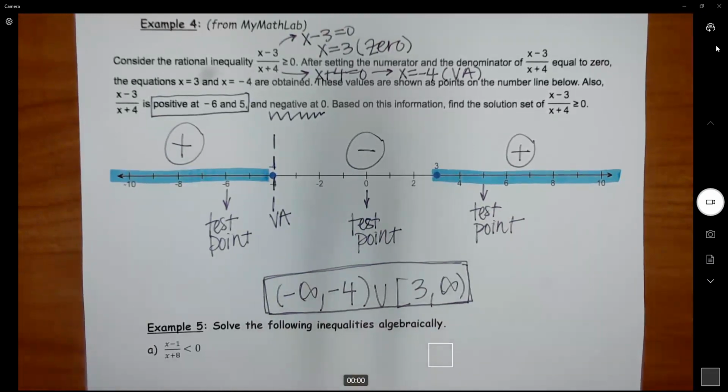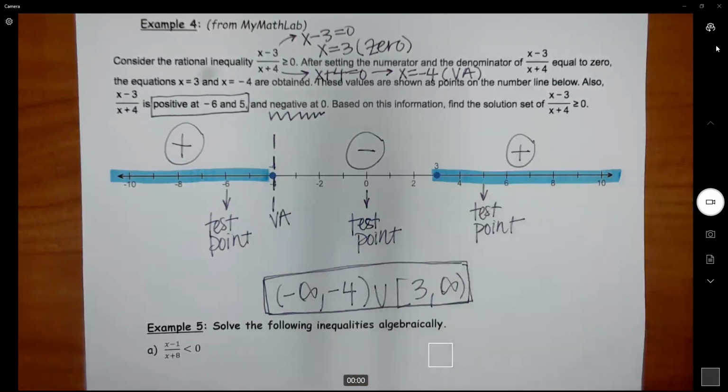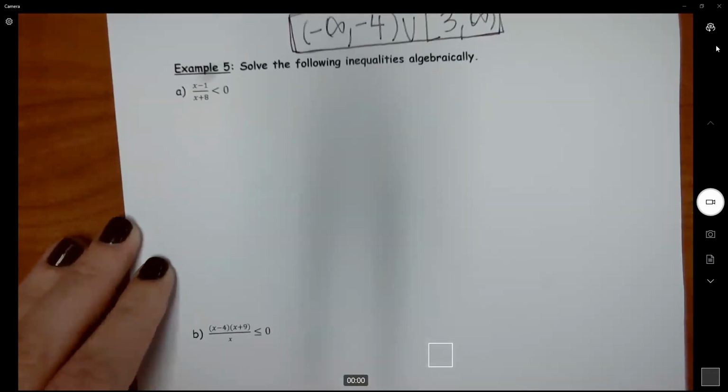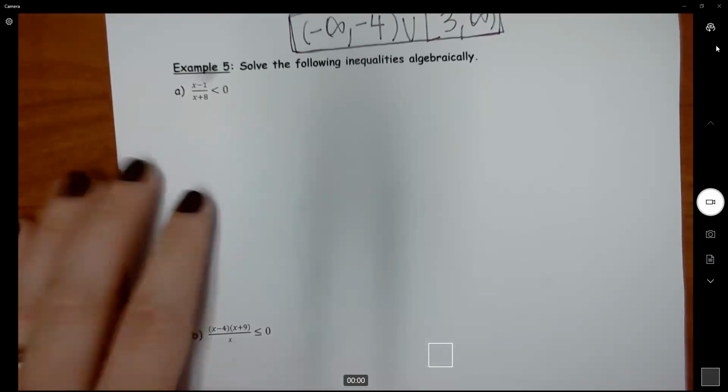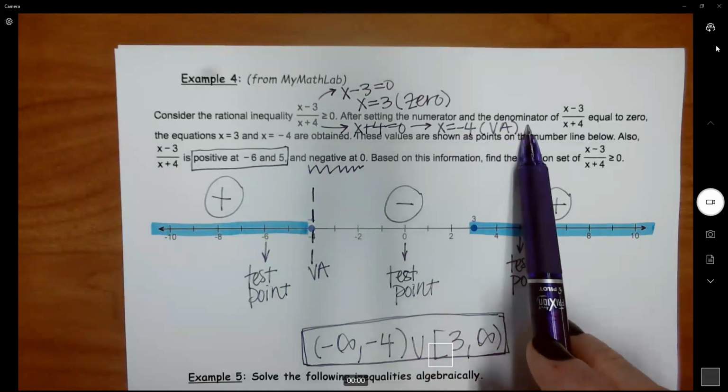Now they did all of the work for us. We had to read it, digest it, apply it. But this is what we have to do. For example, 5, when we're solving the following inequalities algebraically, you have to set the numerator and the denominator equal to 0.